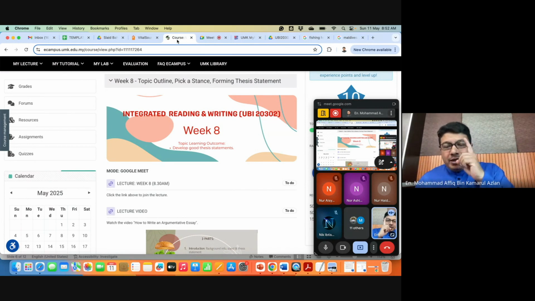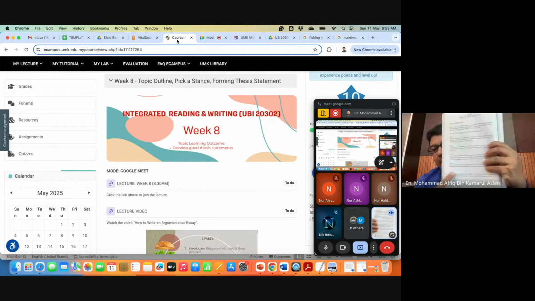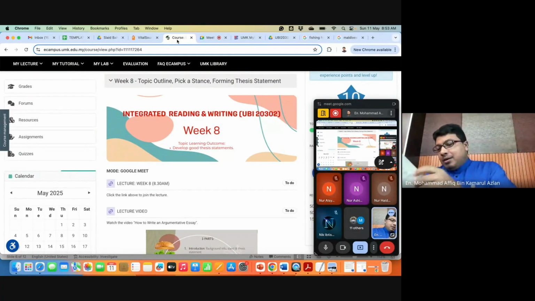So number one, in the introduction paragraph, you have the hook sentence. Number two, you have the background information. Number three, you have the thesis statement. Thesis statement is the last sentence. So step number three, page 98. So page 98, step number three. Thesis statement is the last sentence of your introduction paragraph. It can be the last sentence, it can be the last two sentences.